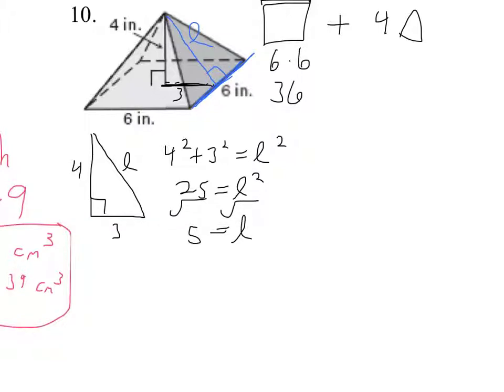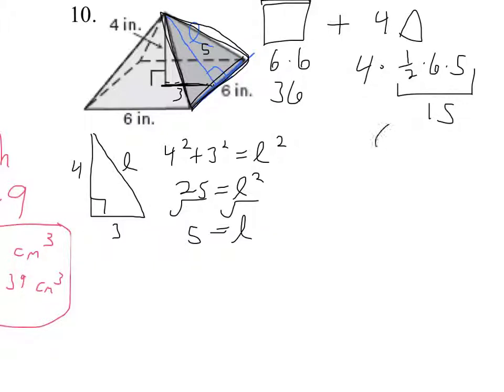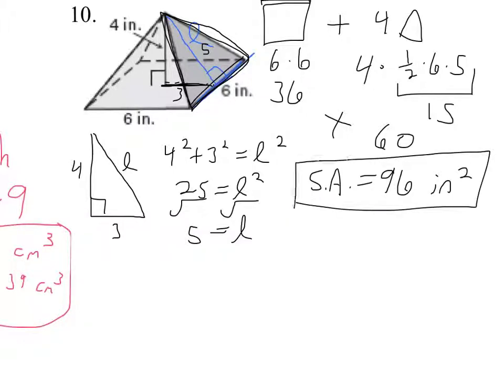So if this is 5, then the area of this triangle is 1/2 base times height, 1/2 times 6 times 5. But we have 4 of them, so I'm going to put 4 times that. So again, if you want to just do one triangle, 1/2 times 6 times 5 is 15, but since we have 4 of them, that makes an area of 60. Add the original 36 from the square on the bottom, and our surface area is 96 square inches exactly.